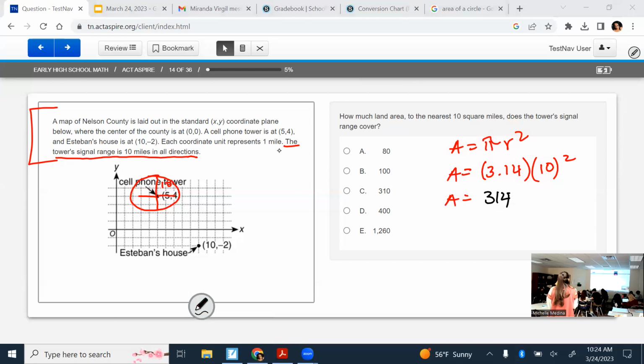Notice it did say to the nearest 10 square miles. So where do they want you to round to? To the tens place, which is where this 1 is. Wherever you need to round to, underline it, look to the right. Since that's between 0 and 4, the number we underlined stays the same. If it were 5 through 9, make sure you round up. So that's why C is the answer, because that one would stay a 1, it would not go up to 2. Questions on this one?